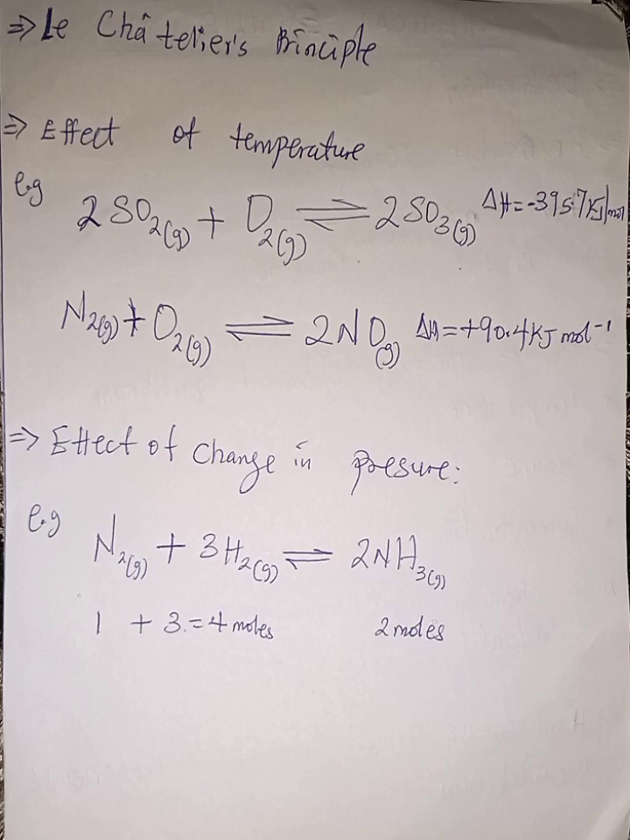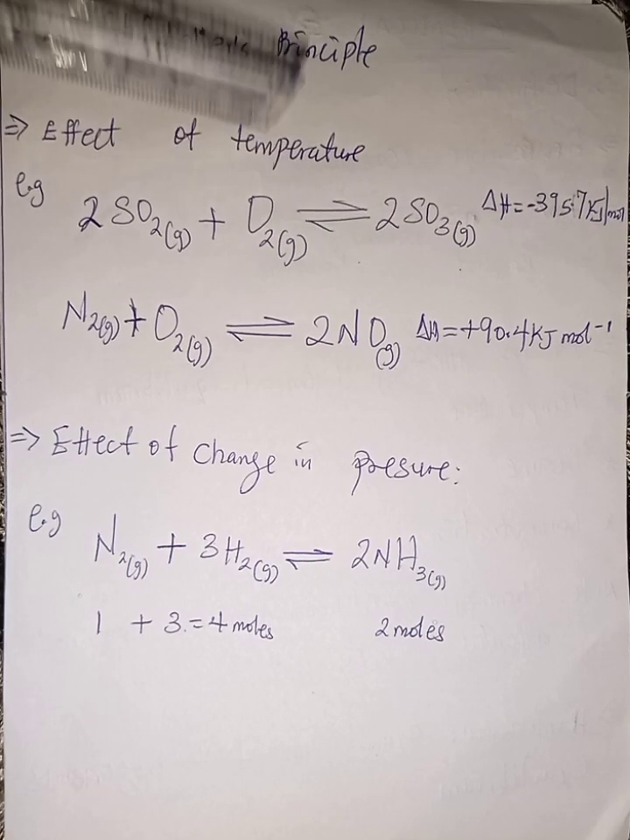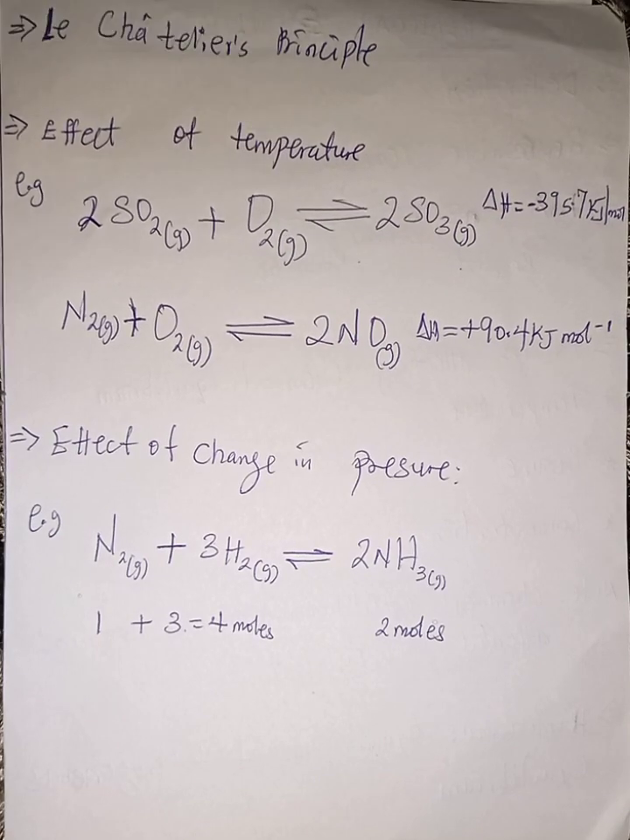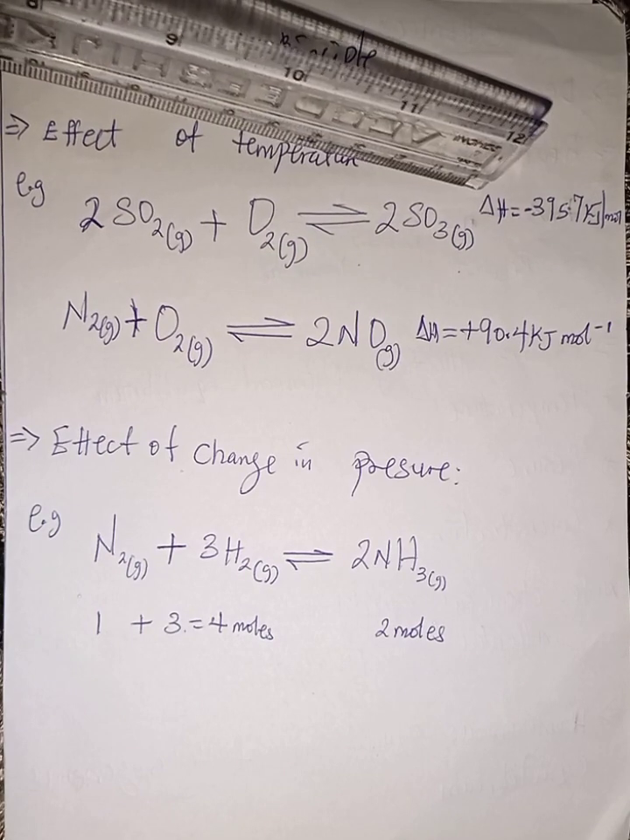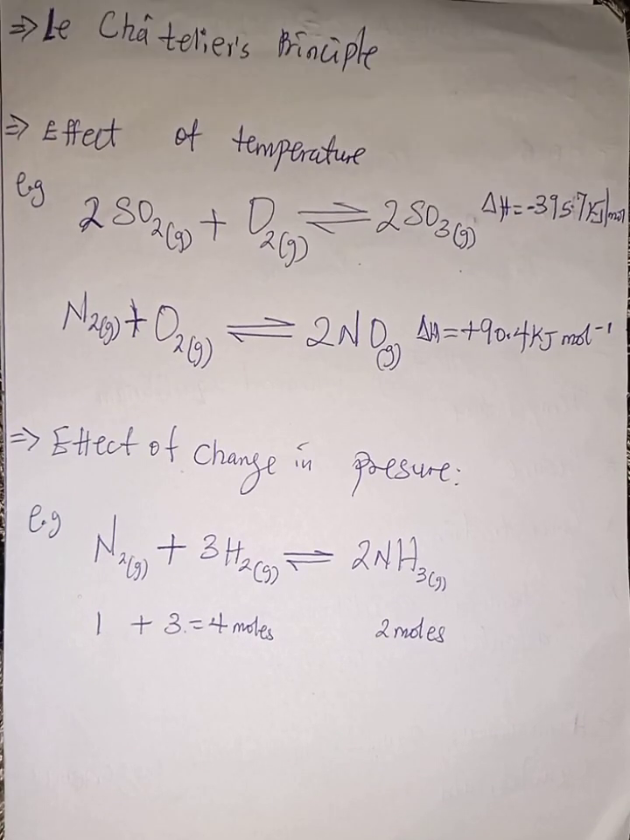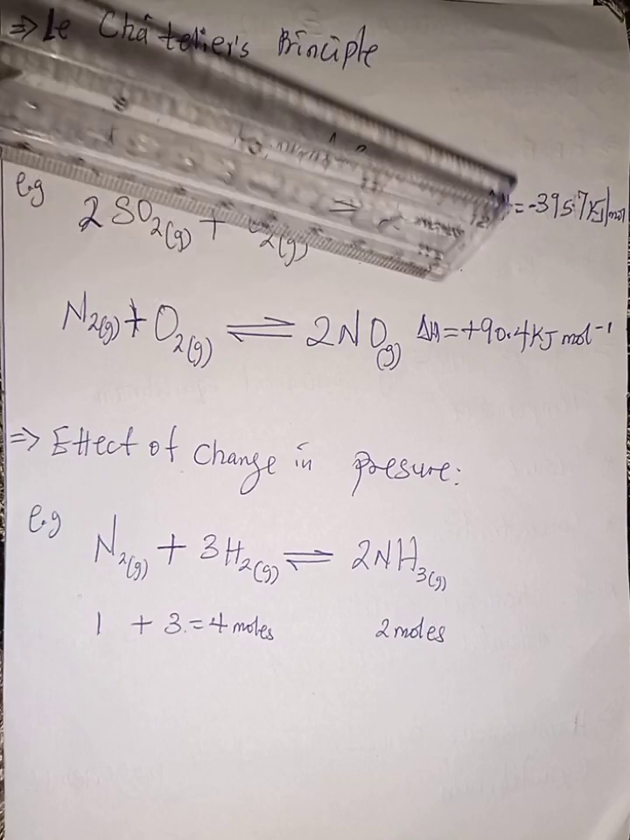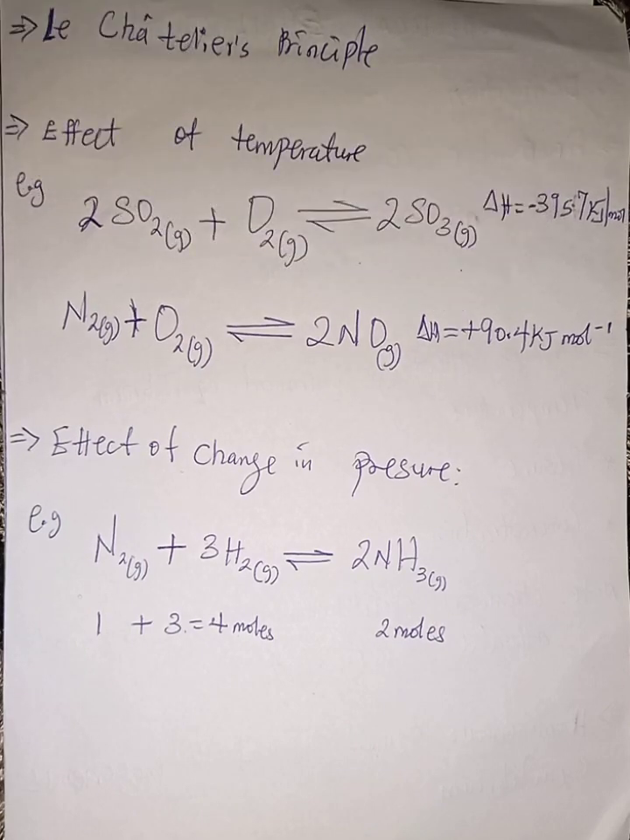Now first, let's look at the effect of temperature. If you change your temperature, how does it affect chemical equilibrium? Now, a reaction in terms of heat can either be exothermic or endothermic. Now, when is a reaction endothermic? If delta H is negative, it is exothermic. If delta H is positive, it is endothermic.